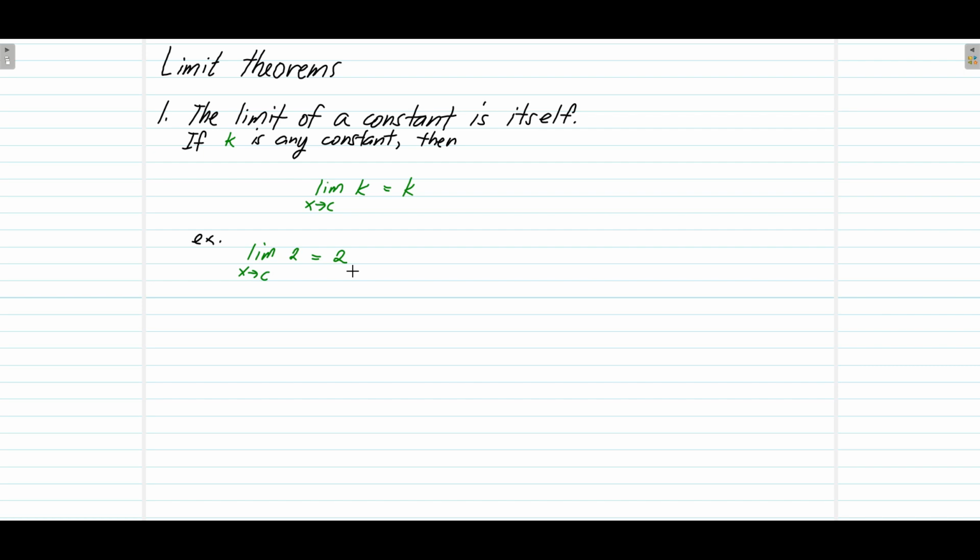In this video lesson, we're going to illustrate the different limit theorems. There are 8 limit theorems that we're going to illustrate. Let's go ahead and take a look at these 8 limit theorems.